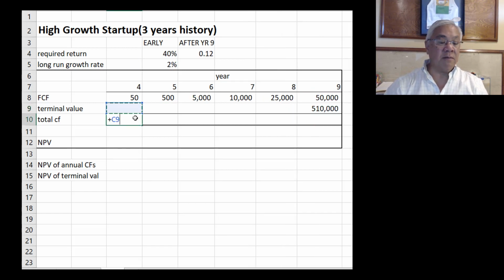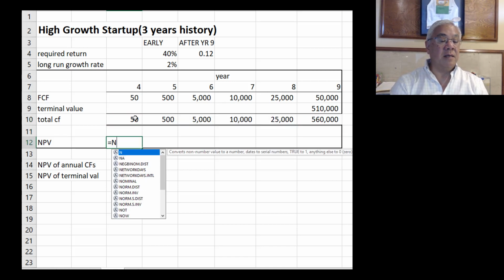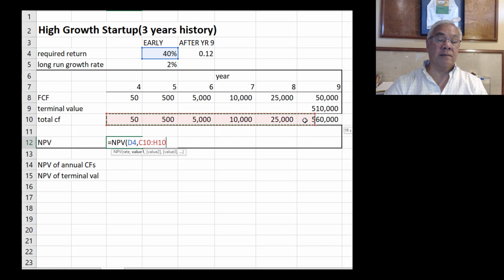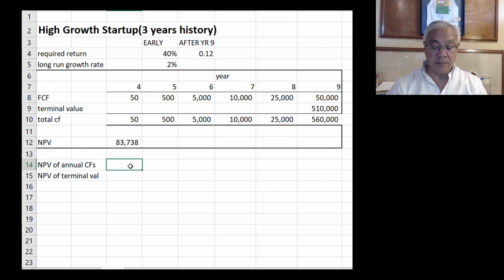And similar to what we did before, let's do our cash flows by year. And let's do an NPV equals NPV. We'll take the shortcut this time. And the rate is 40% because we're still in our early stage venture, comma, and we'll shade this area. So 83,000.